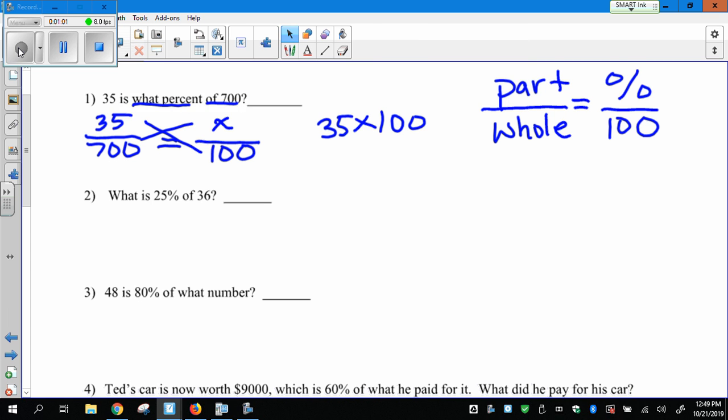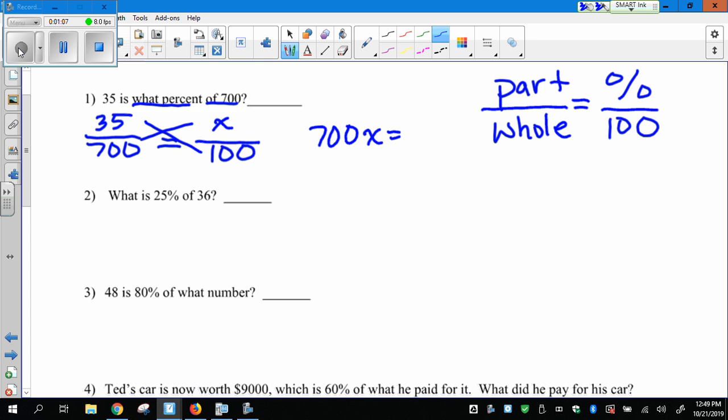So 700x equals 3500. And then we just have to divide 3500 by 700, and that equals 5. So 35 out of 700 is the same as 5%.